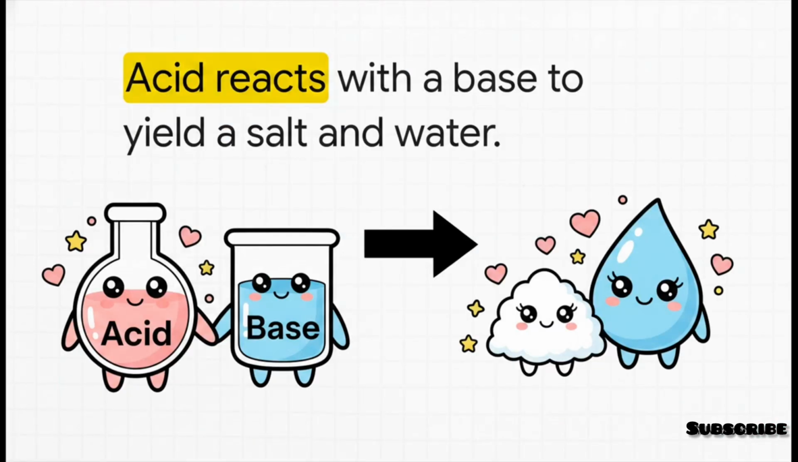So the basic chemical recipe looks like this. An acid reacts with a base to give us a salt plus water. To put that into perspective, imagine hydrochloric acid meeting sodium hydroxide. They completely neutralize each other. The result? Sodium chloride, which is our familiar table salt, along with some water. The salt is quite literally what gets left behind.